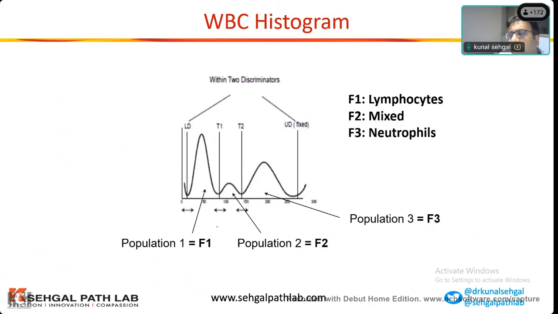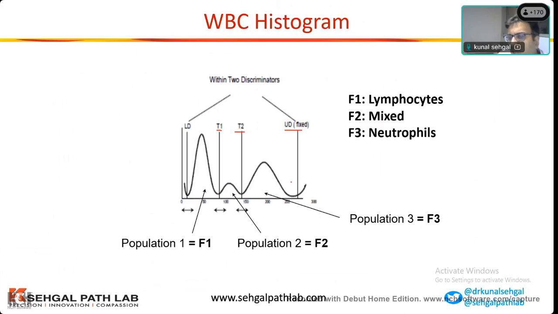Now, in this particular machine model, you will see these names of the flags. Population 1 is also called F1, population 2 is called F2, population 3 is called F3. That's just a name given, it doesn't matter, ignore the name. But you will see the lower discriminator, then they have labeled T1, T2, and the upper discriminator. T1 discriminates between lymphocyte and mixed, T2 between mixed and neutrophils, and then the upper discriminator.